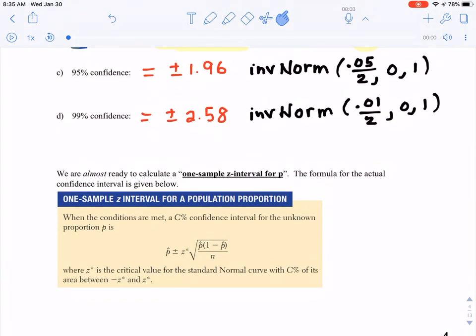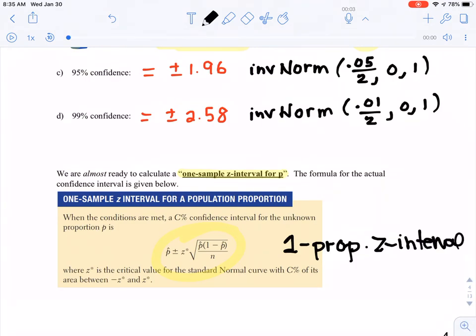Okay, so here's the formula, which was on the previous page, for calculating this confidence interval. And a lot of times it's named this. I really like to call it a 1 proportion z interval. The reason I like to refer to it as that is because that's how it's called on the calculator. In a little bit, we're going to look at how to do some of this on the calculator, but you have to make sure that you are also very comfortable using this formula, especially for multiple choice questions.